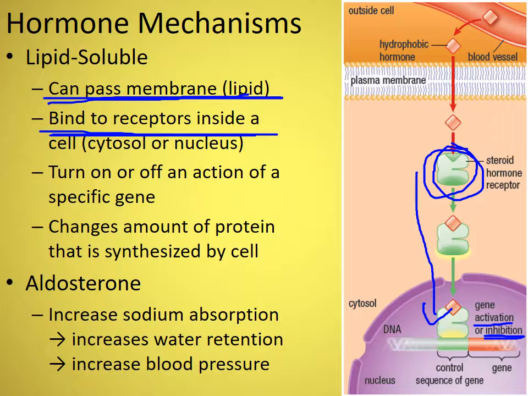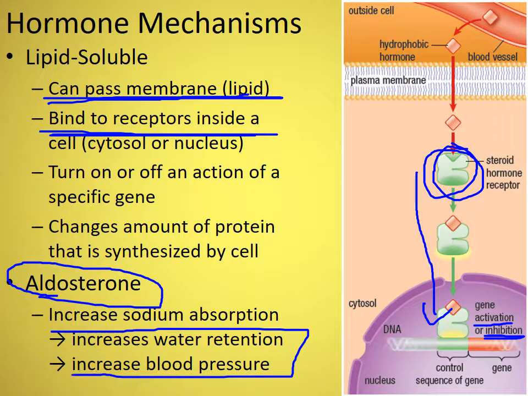Steroid hormones can attach to a receptor in the cytoplasm, or they can work their way right through to the nucleus and turn on or turn off transcription. The example I give you here is aldosterone. Aldosterone is a steroid hormone, and in this specific example it helps to increase water retention, or water volume, and by doing that, helps to increase blood pressure.